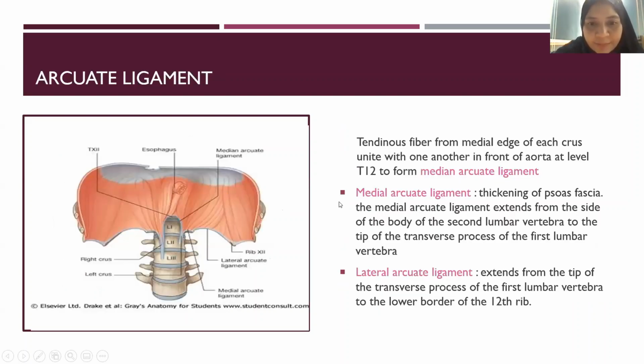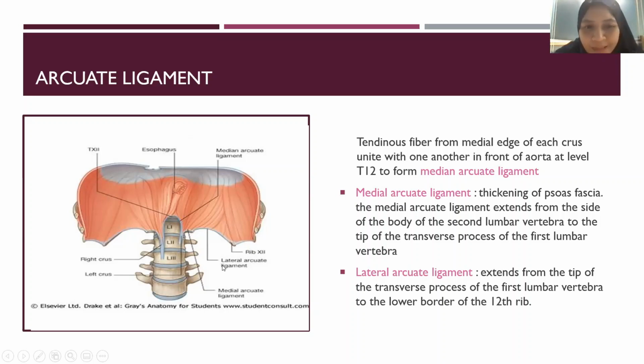Next. So the arcuate ligaments. The median arcuate ligament is a tendinous fiber from the medial edge of each crus that unites with one another in front of the aorta at the level of T12. So you can see here, the median arcuate ligament. The two crura unite together, forming the median arcuate ligament.